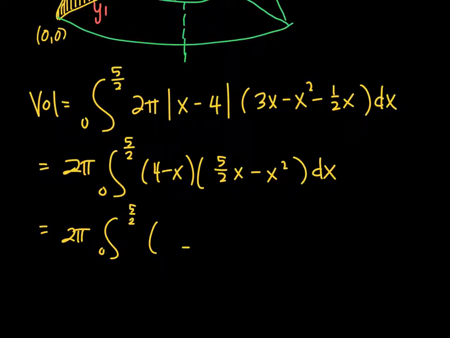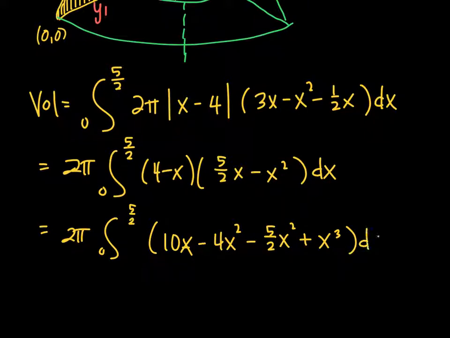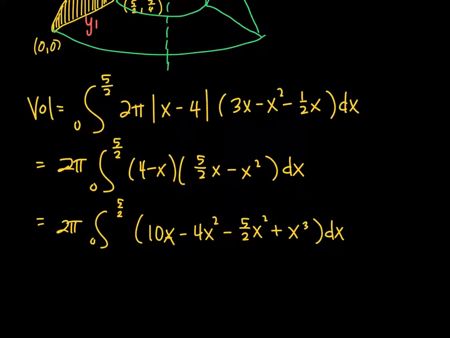So when I FOIL, 4 times 5 halves x is 10x, minus 4x squared, minus 5 halves x squared, plus x cubed. And so then I would simplify like terms, integrate each piece, and plug in my bounds. Again, I'm not going to finish that. That's not the point today. The point was learning how to set up the nested shells method.